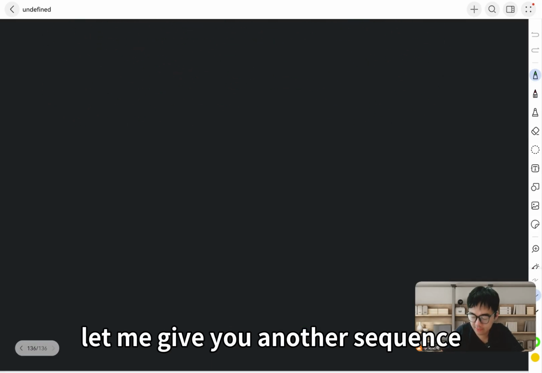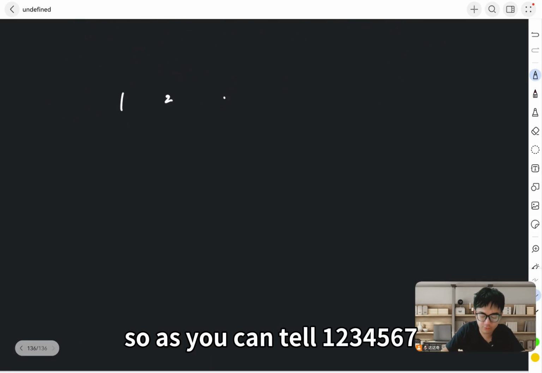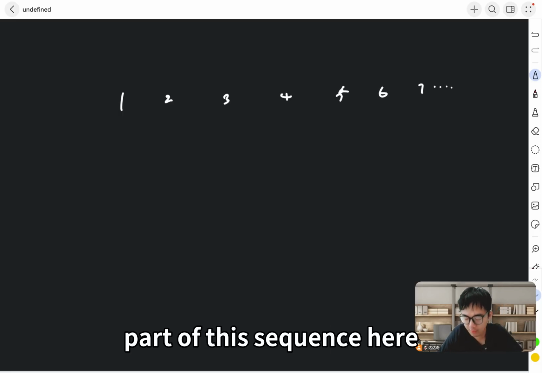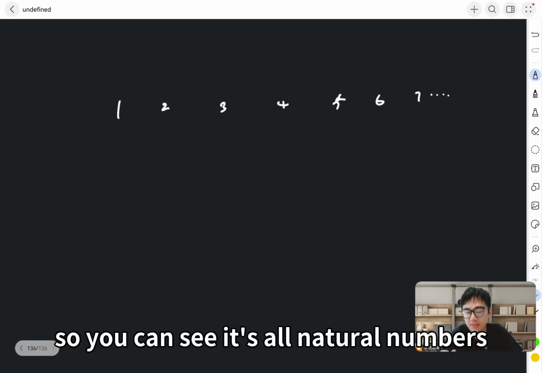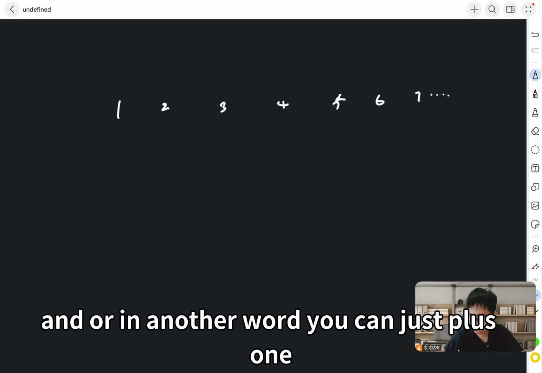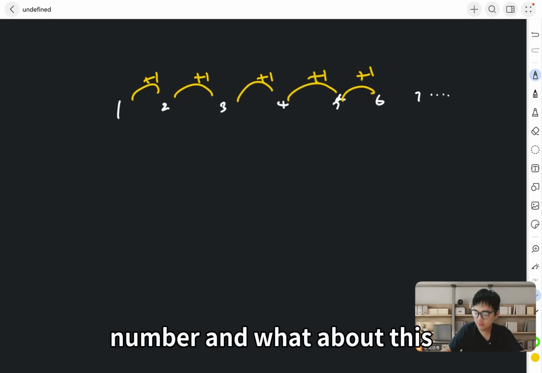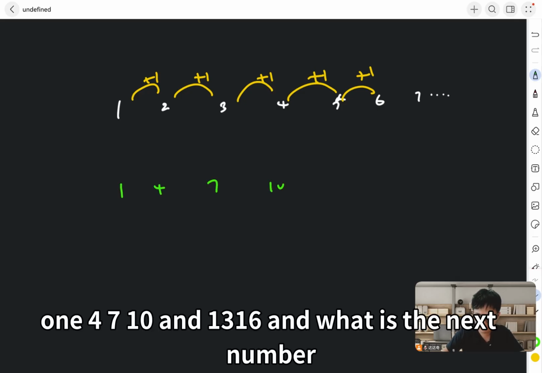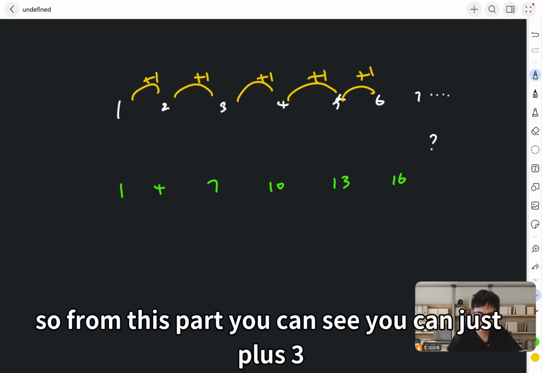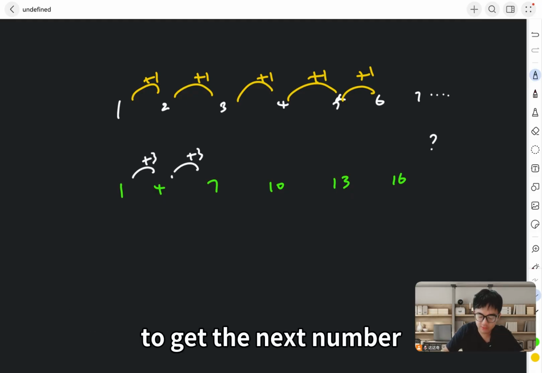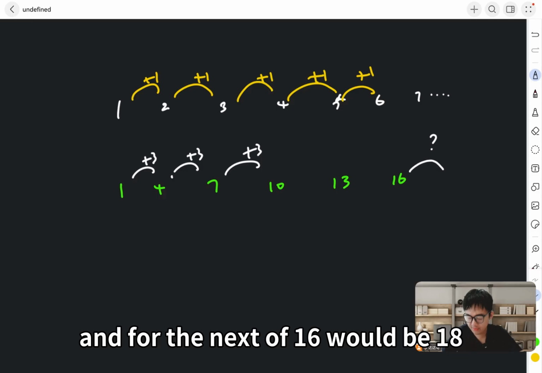Let me give you another sequence. As you can tell, 1, 2, 3, 4, 5, 6, 7. So what is the pattern of this sequence here? You can see it's all natural numbers, or in other words, you just add 1 to get the next number. And what about this? 1, 4, 7, 10, 13, 16, and what is the next number? From this pattern, you can see you just add 3 to get the next number, and the next after 16 would be 19.